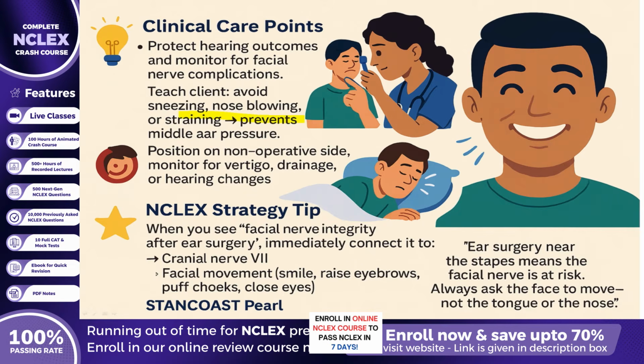From a test-taking perspective, the NCLEX strategy here is straightforward. When a question mentions facial nerve integrity after ear surgery, immediately link it with cranial nerve 7 and the ability to move the face, not functions like smelling, reading, or tongue movement. And here comes your pearl. Ear surgery near the stapes means the facial nerve is at risk. Always ask the face to move, not the tongue to stick out or the nose to smell.